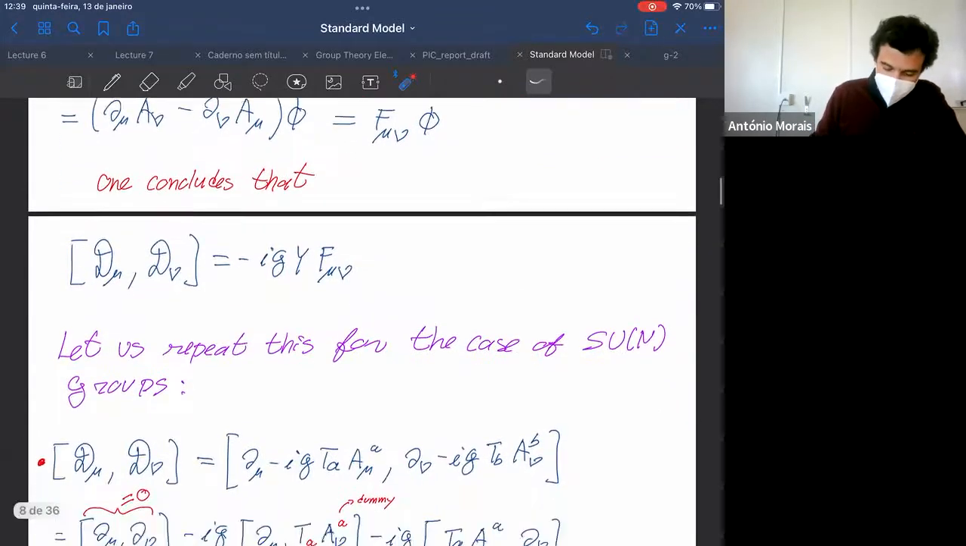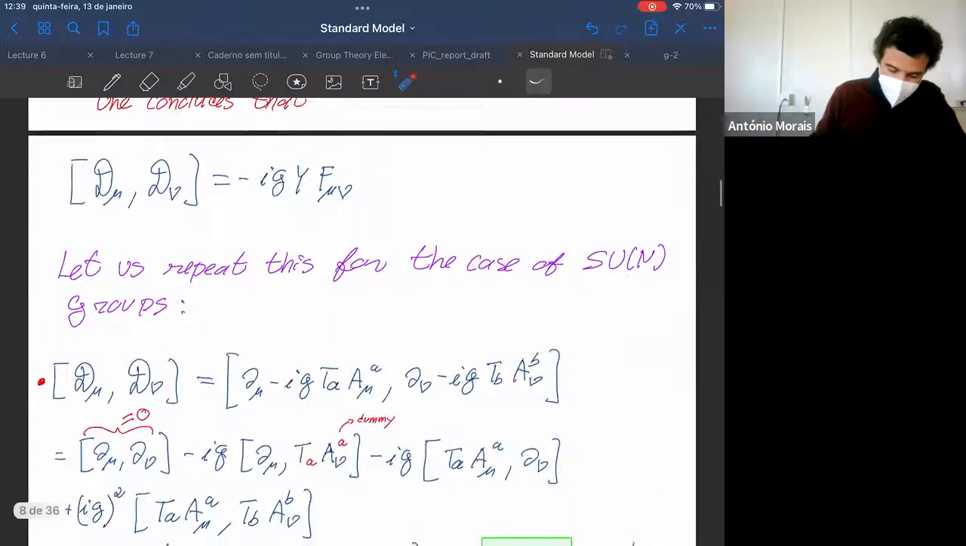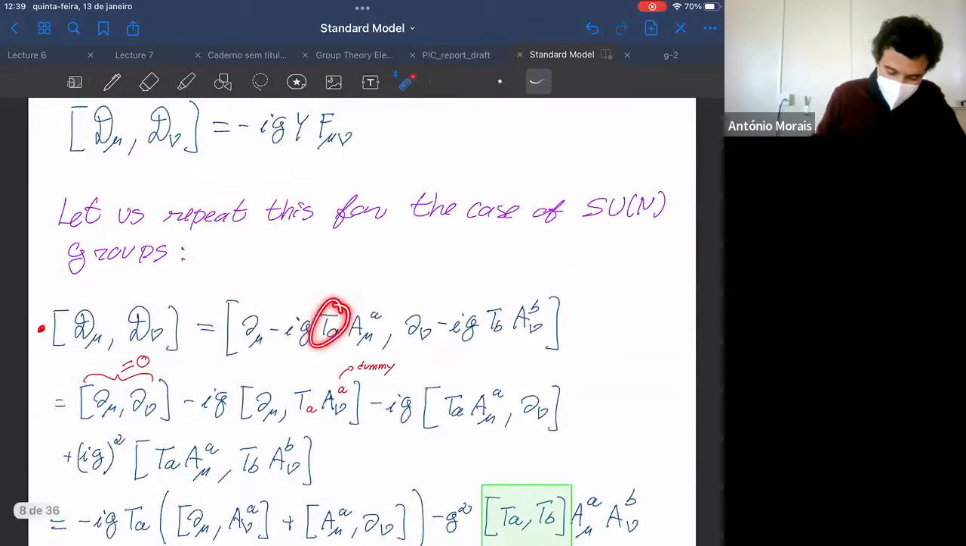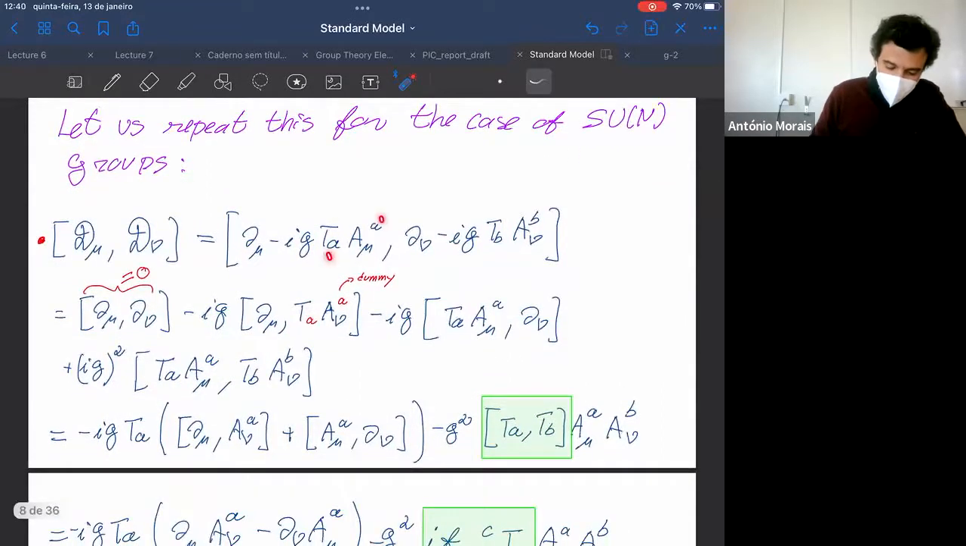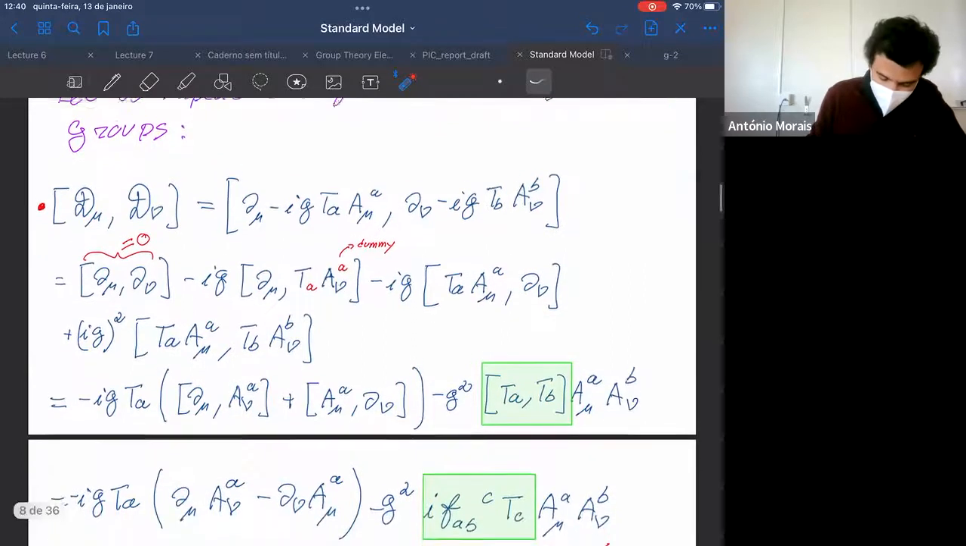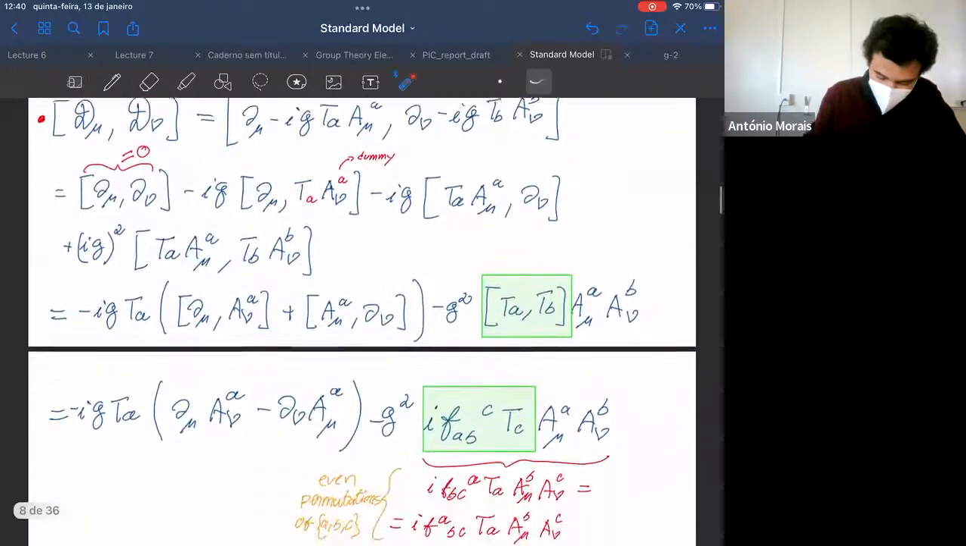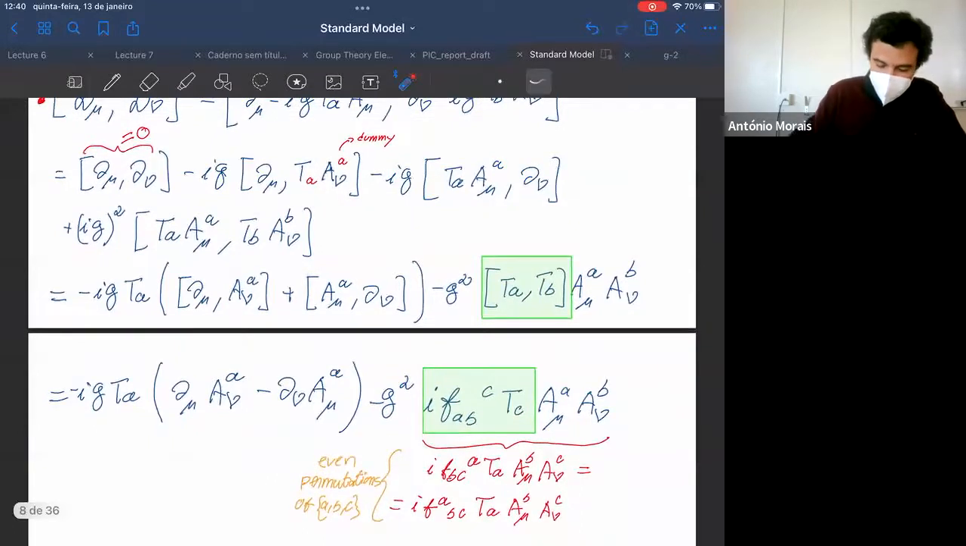Now you repeat the same process for SU(N), where you now have the generators and a few other ingredients. Here you need to label the indices A and B, because there is one term where you must distinguish between them. But here I'm relabeling them again with A because they are dummy indices in this operator separately. So you expand this. It's the same thing as before.